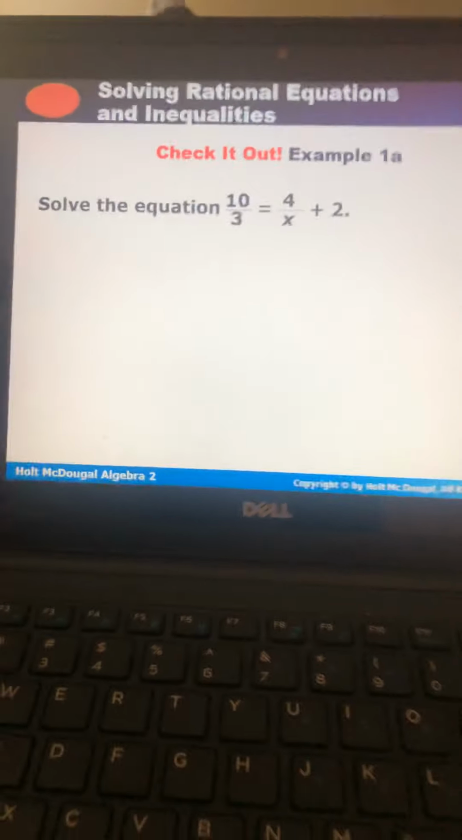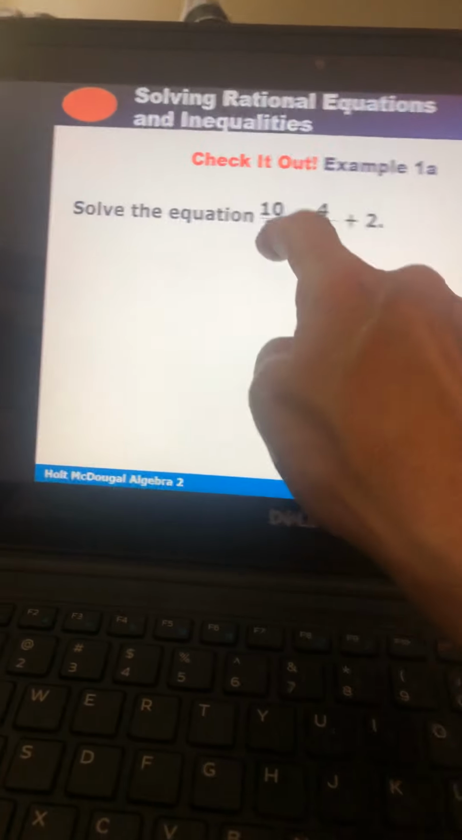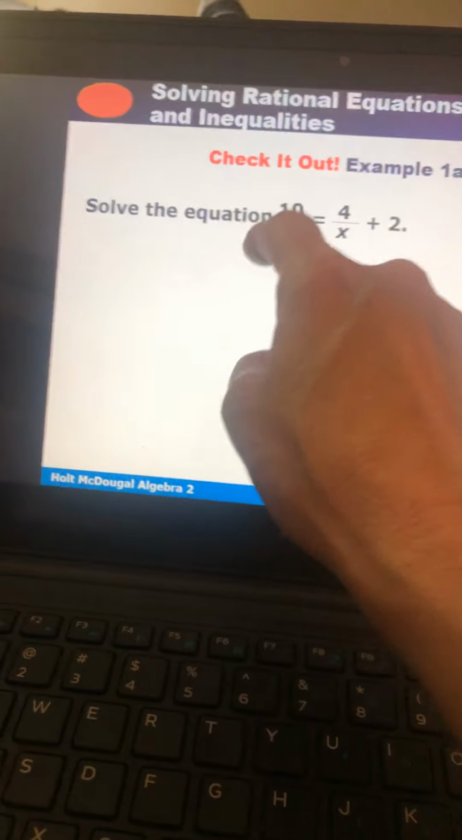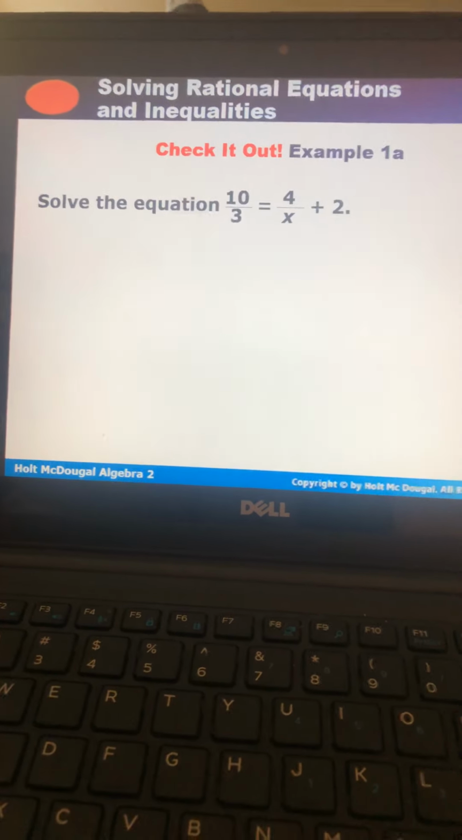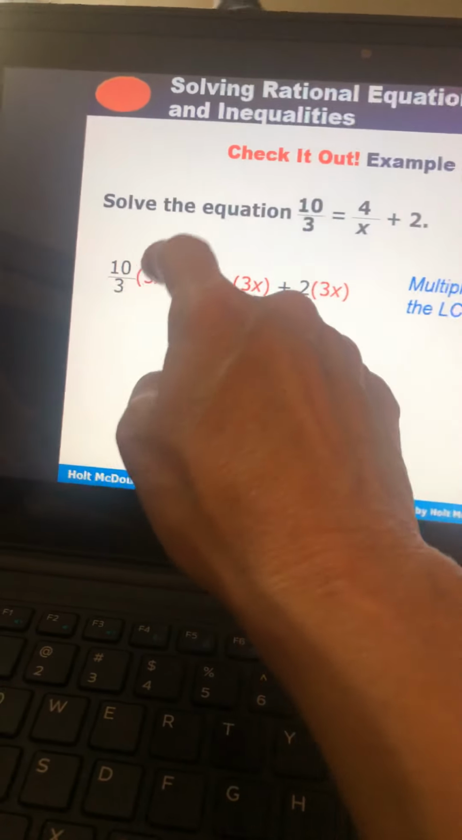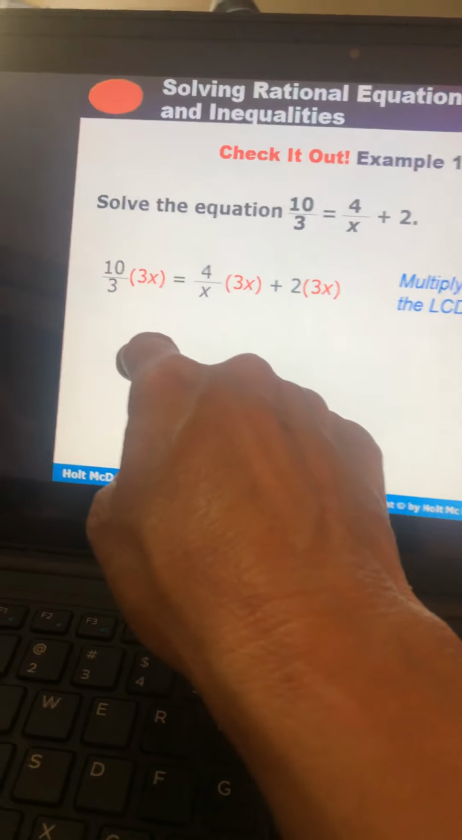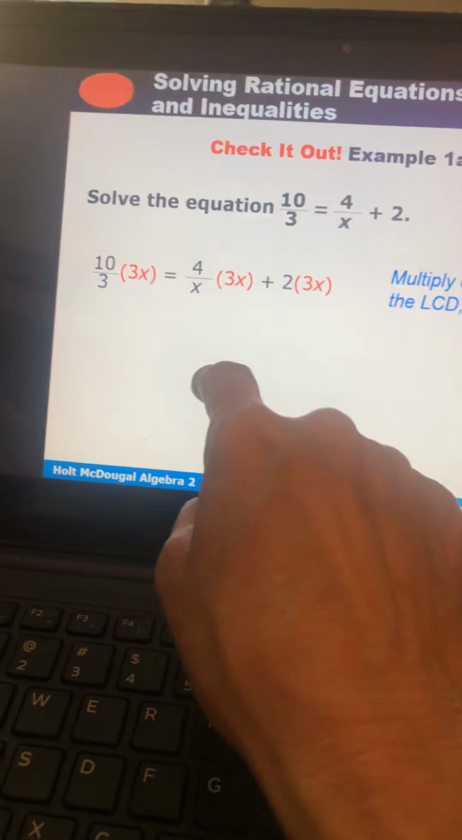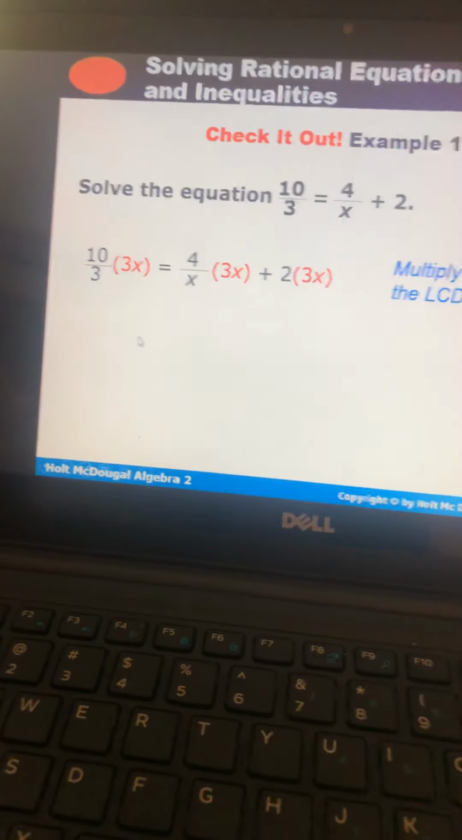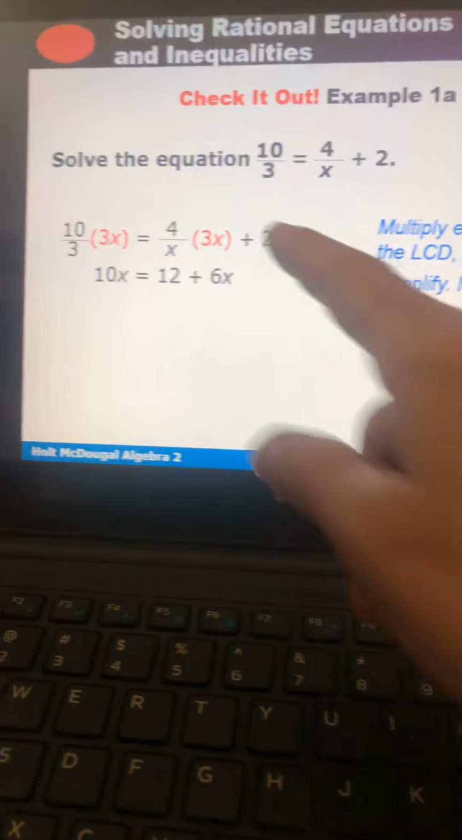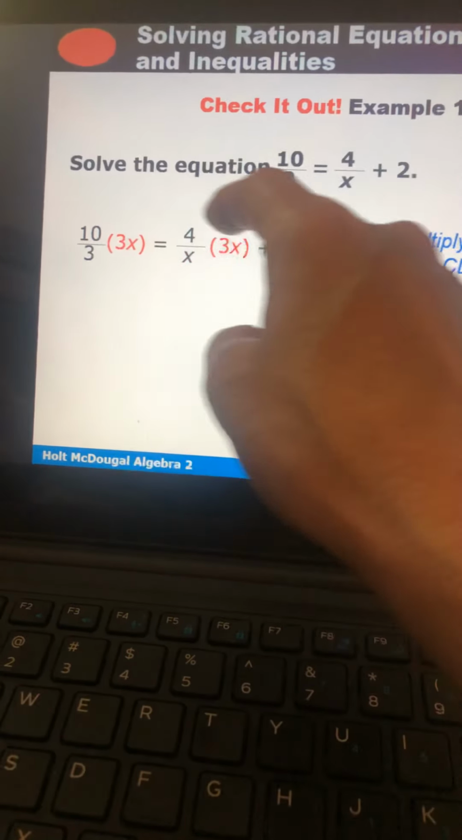Okay, now here we have another example. Now here we see we have denominators of 3 and x. So that just means I'm going to multiply everything by 3x. Okay, so what will happen is the 3 will cancel, and we'll have 10x here. Then over here, the x will cancel, and we're going to have 12, and then 6x. And there it is. And we just got that by cross multiplying these.